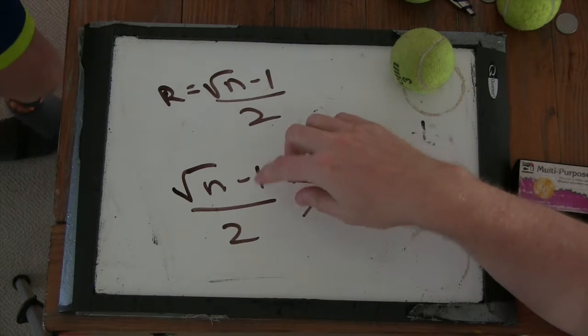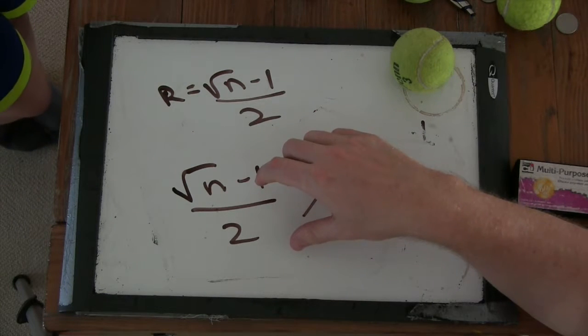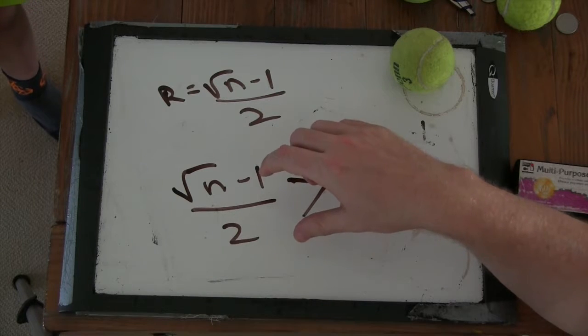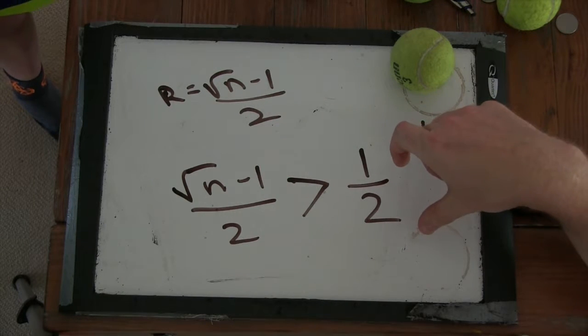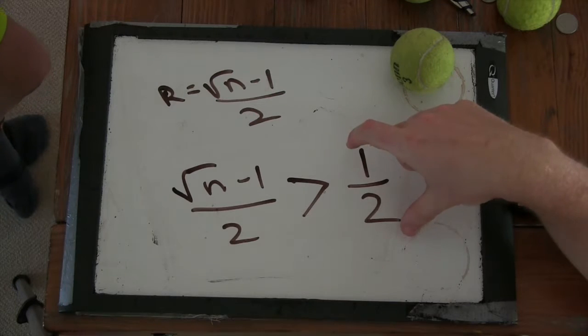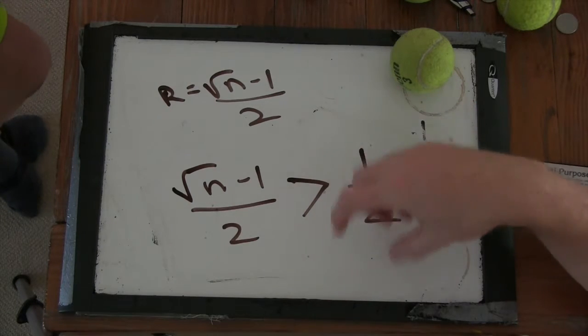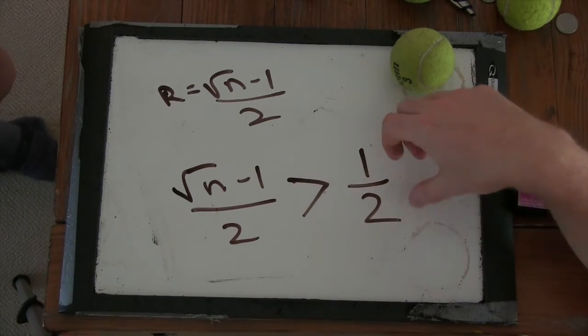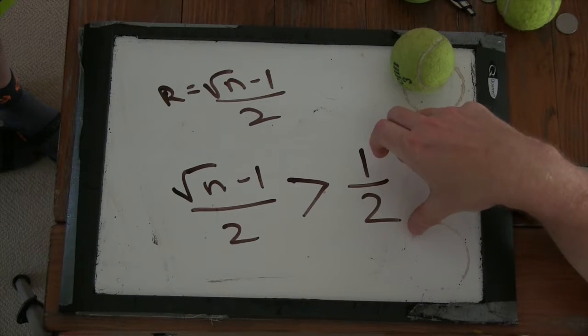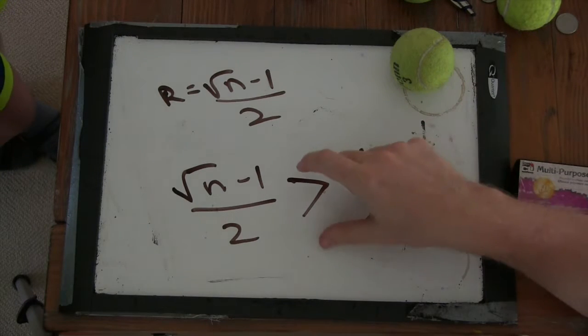9. 9 halves. Well, 4 1/2. Is that bigger than 1/2? Yes. Okay, so in dimension 100, we know that our n-dimensional sphere on the inside actually has a radius bigger than 1/2. Let's see if we can find the first one where this equation is true.